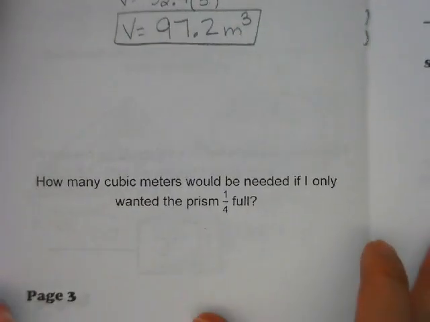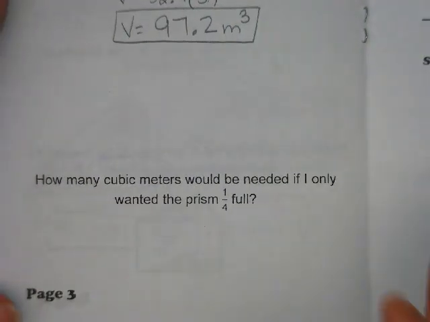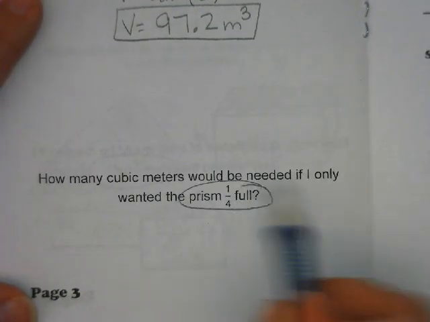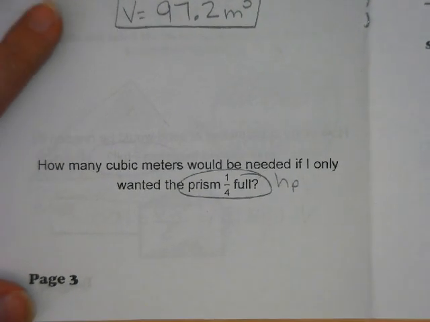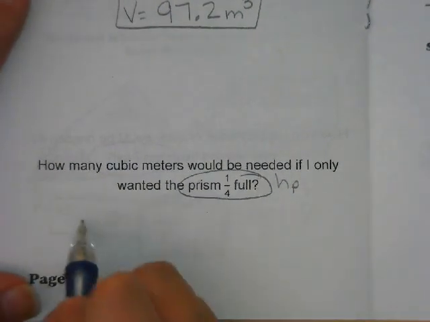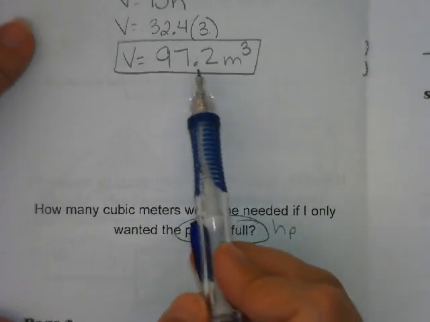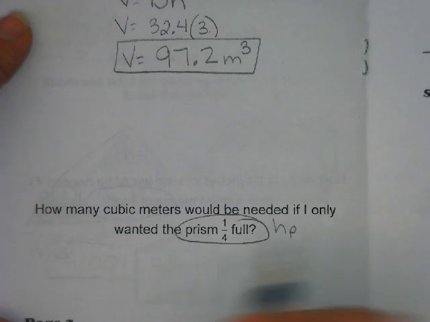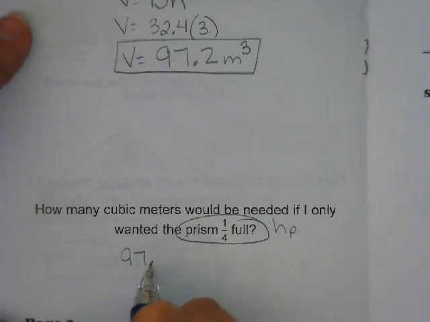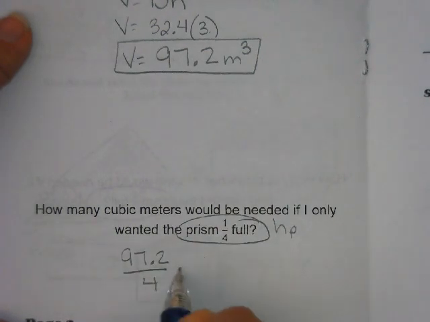So what do we get down here? If it's 1/4 full, what's changing? Again, this is only the height of our prism is changing. Since it's only being applied to one dimension, you could technically take this 97.2 and what? And divide it by 4, right? And we get what?